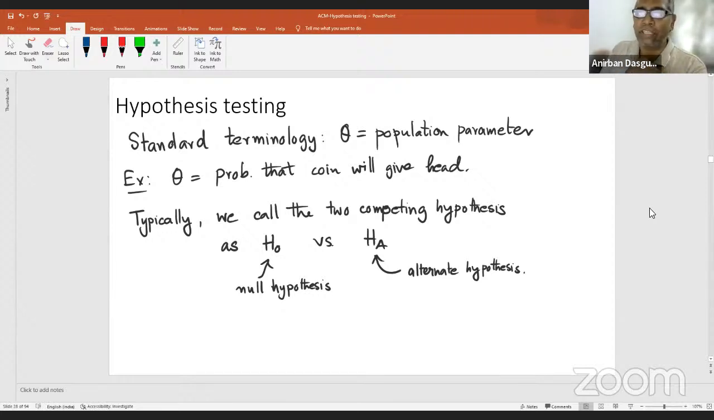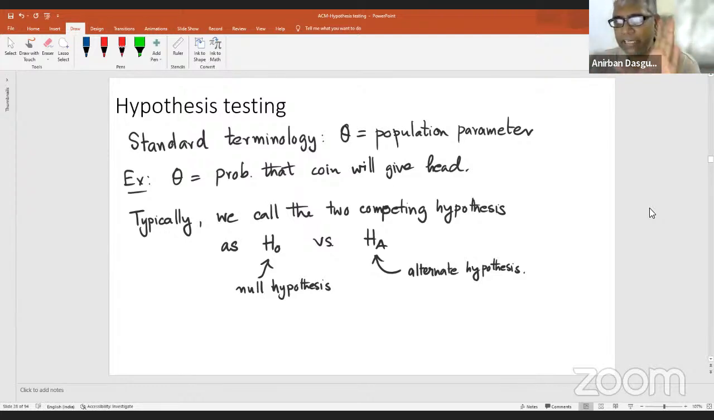Okay, so here's the standard terminology. Let's call theta a population parameter, and theta could be anything. Just as of now, let's say that it's a number. We're not talking about theta being a vector of parameters. It's a single parameter. Let's say, for instance, that it's the probability that the fund will give a high return.